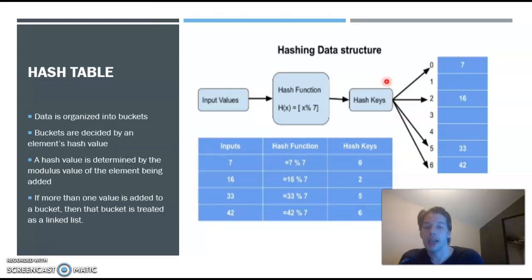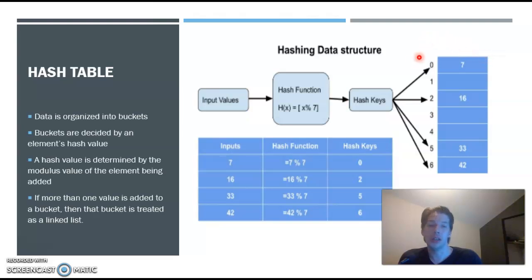Now, if you have an insertion that ends up with the same hash value, you come into a collision. So let's say we get another 7. That hash value is 0. It tries to go into 0. Uh-oh, there's already a value in there. There are several ways that you can handle this. My favorite way is just to turn that bucket into a linked list. So whenever you have a collision, you just append it to the back of it.